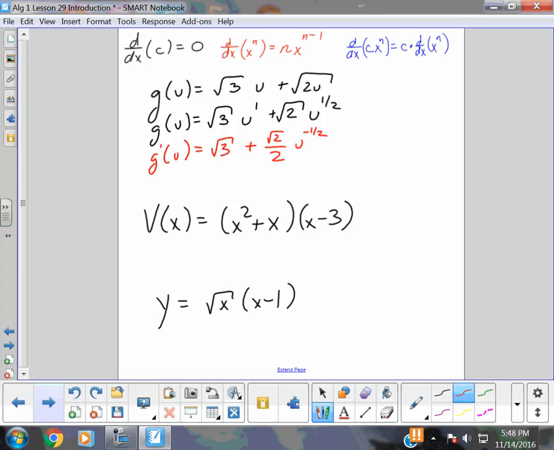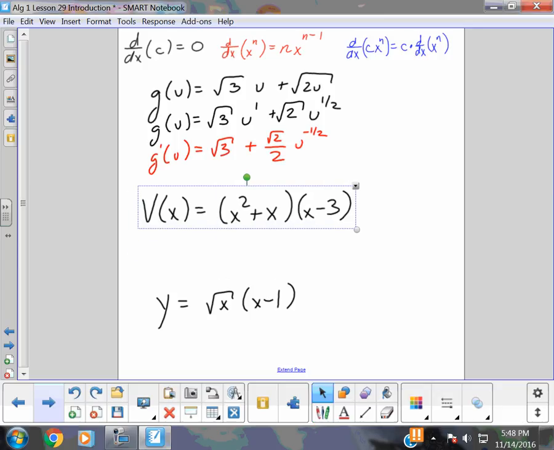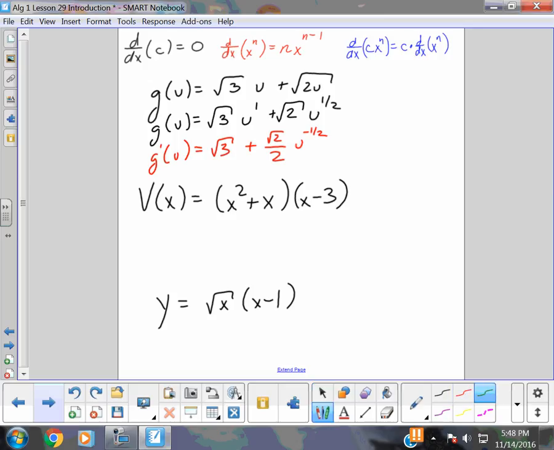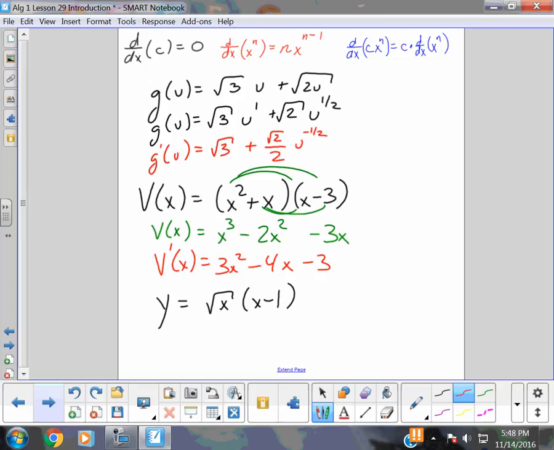Now, v of x and the next one, y. When I look at these, my first instinct might think it's product rule, but we haven't really done that in the video. So the first thing I do in this case, I can easily expand this out. I get x cubed minus 3x squared plus x squared minus 3x. And again, in the middle, I love eraser boards because negative 3x squared plus x squared is negative 2x squared. And now this is a very simple problem. Take the derivative of it. I'll do it in red again. So I'll get 3x squared minus 4x minus 3.